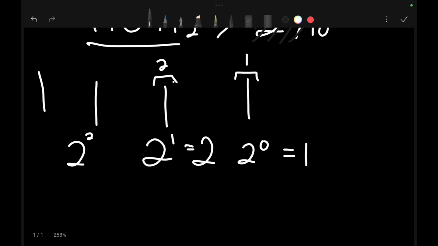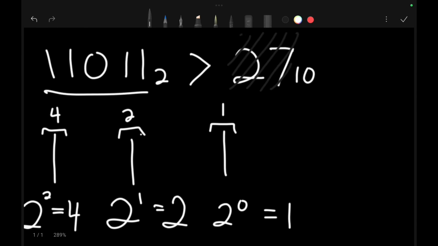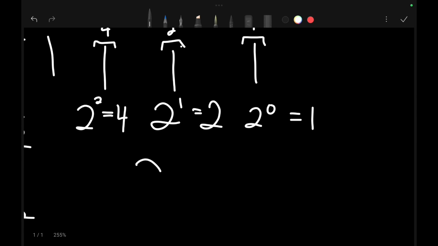2 with the power of 2 equals 4. Yeah, we get 4. So each time from the back going up, it is counted as 2 with the power of n. So n plus 1, which is from behind to the front. That's how we read binary.